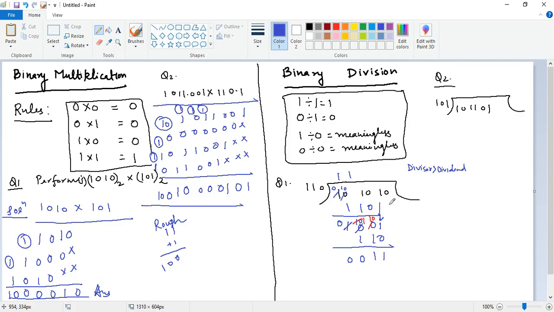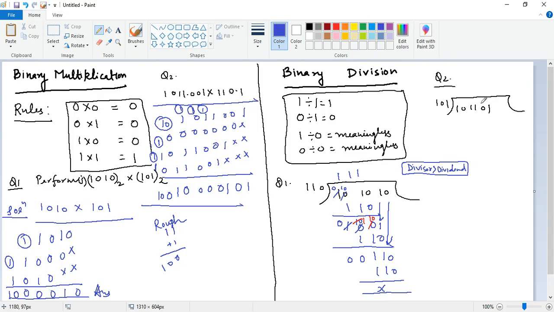Now we will consider, and we will take down this 0 here. So 110 goes one time, 110. This will be our answer. Okay. Now this condition should be verified to do the binary operation.